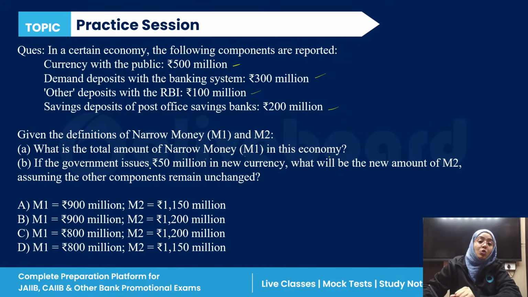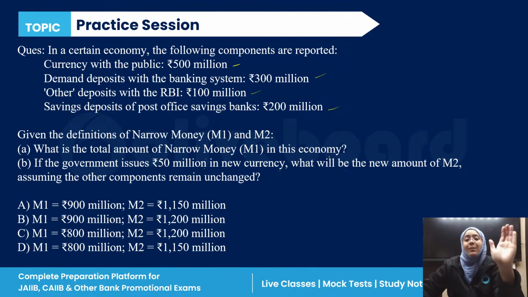If the government issues 50 million in new currency, what will be the new amount of M2, assuming that the other components remain unchanged? Now you have to answer this question. It's so simple. You just have to understand the question and then answer. It's very simple. It's very easy. So the correct answer is what? Everyone, please answer this question.